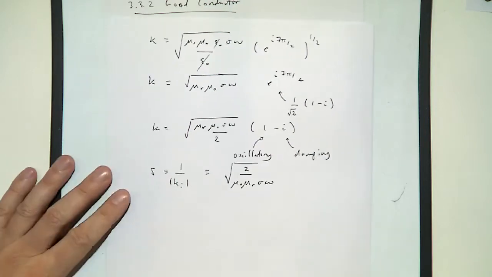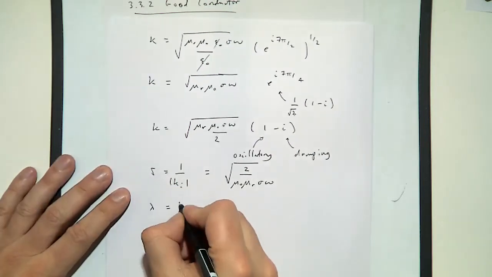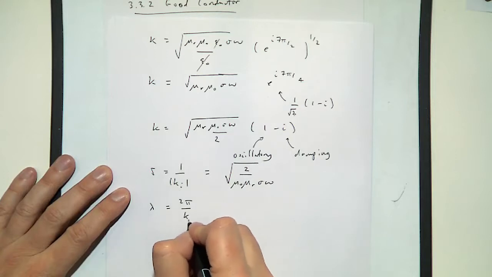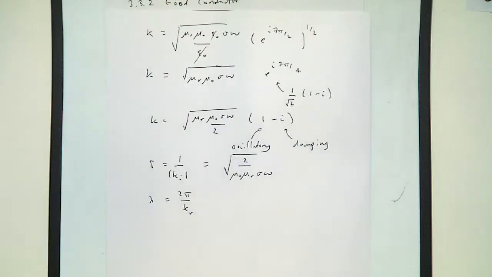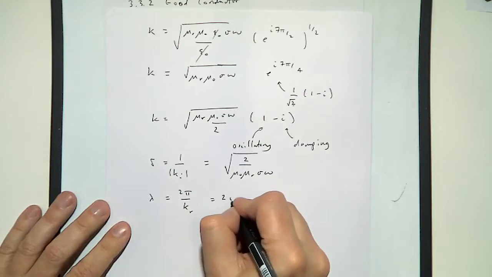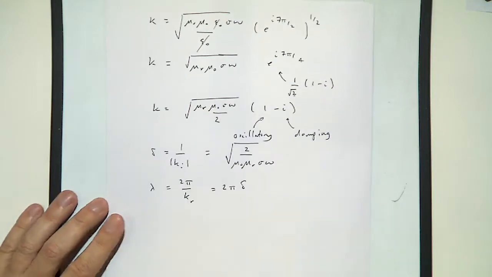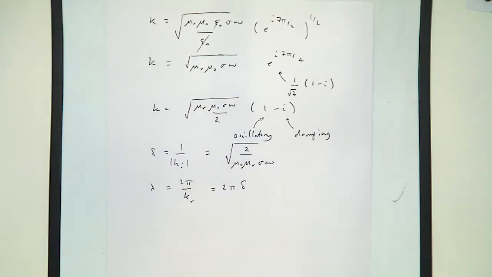Okay. And lambda, well, that's 2 pi over k r, the real part. That's the oscillatory bit of the oscillation, and that's obviously therefore 2 pi delta. So now delta is smaller than lambda, not bigger. So in a poor conductor, the electromagnetic wave penetrates many wavelengths, and here it hardly penetrates even one wavelength. In fact, it penetrates about 1 over 2 pi of a wavelength.